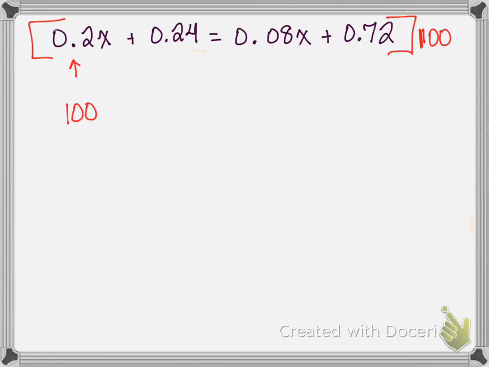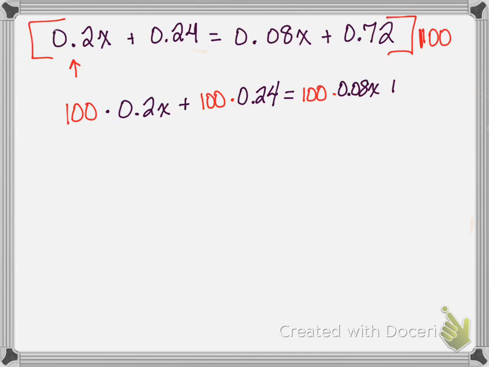So I've got 100, and I am multiplying that times 2/10 x. Then I've got 100, and I am multiplying that times 24 hundredths. That equals 100 times 8/100 x plus 100 times 72/100.